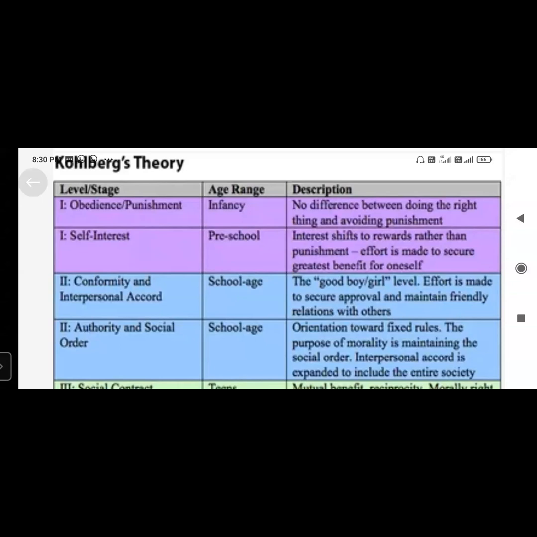Now in age range, against obedience and punishment, infancy is written. Self-interest, against that preschool is written. Conformity and interpersonal accord, school age is written. And authority and social order, against that school age is written. Now here we need to understand why three levels are given, and for every level why a separate age bracket is mentioned.